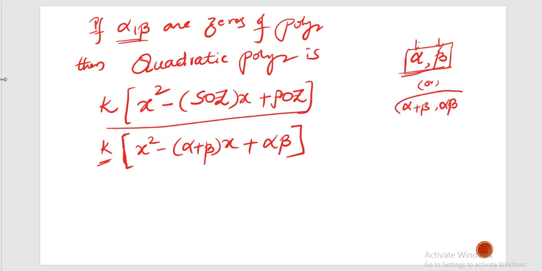Whereas if the sum of zeros and product of zeros are given, then you need to consider one as alpha plus beta and the other as alpha into beta, right? So these are the two possible questions that are going to be asked in our particular class. Okay, now let us move on to the third degree.